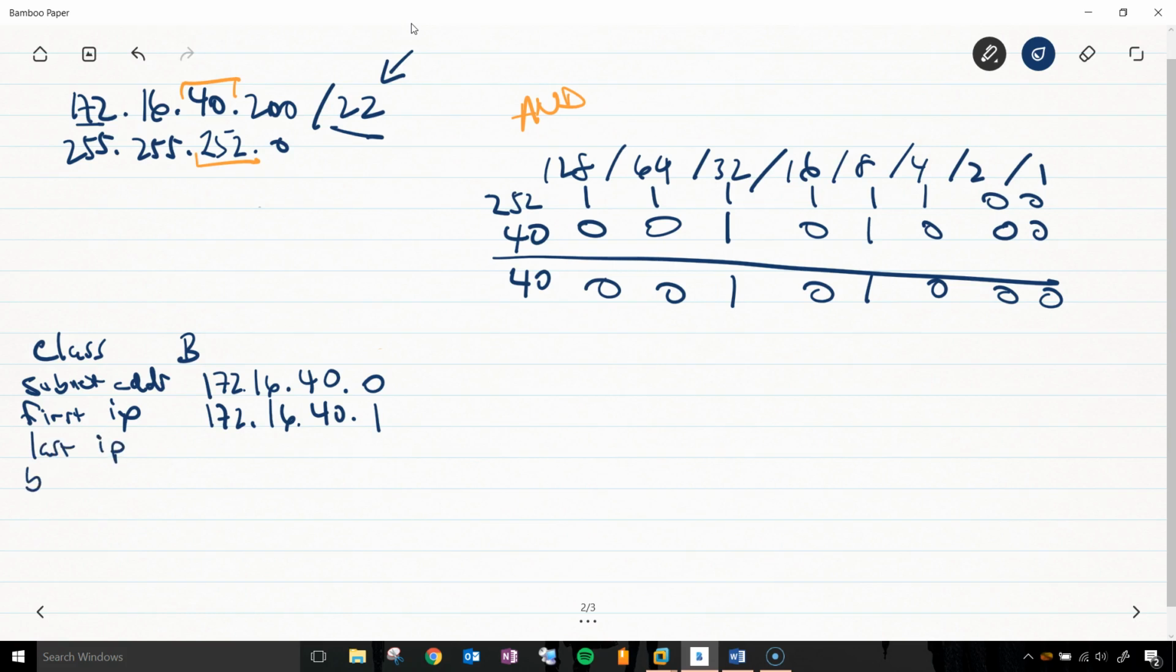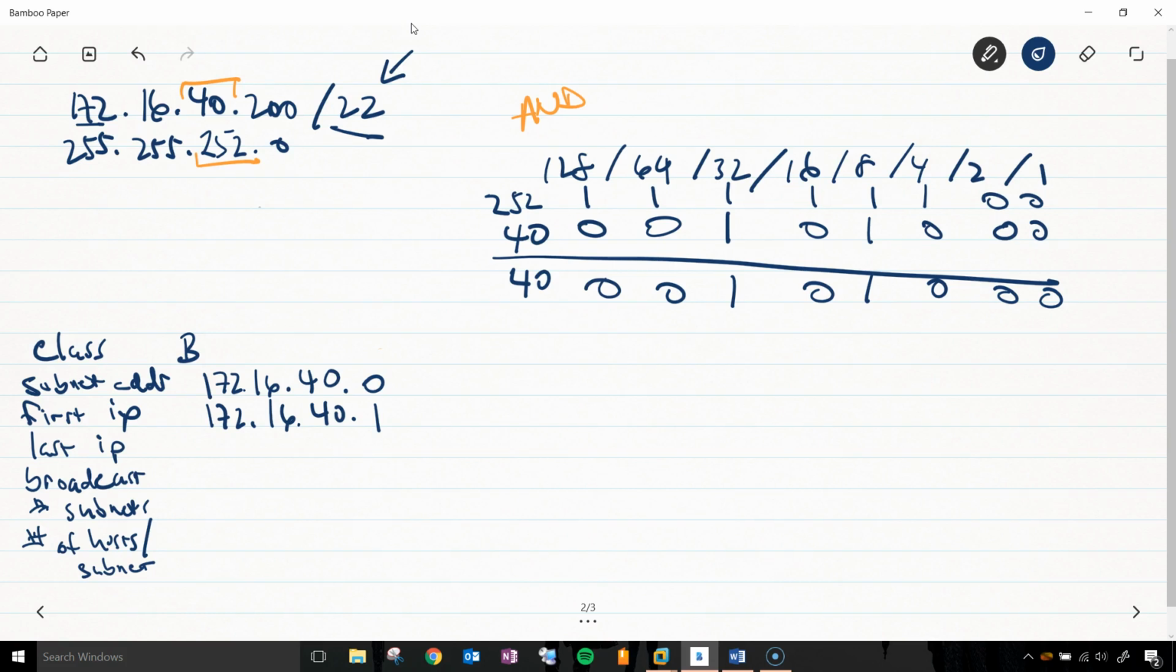We have a last IP, broadcast, number of subnets, and the number of hosts per subnet. Okay, so once again, to figure out the last IP in the broadcast, we need to figure out how many hosts are in this subnet.